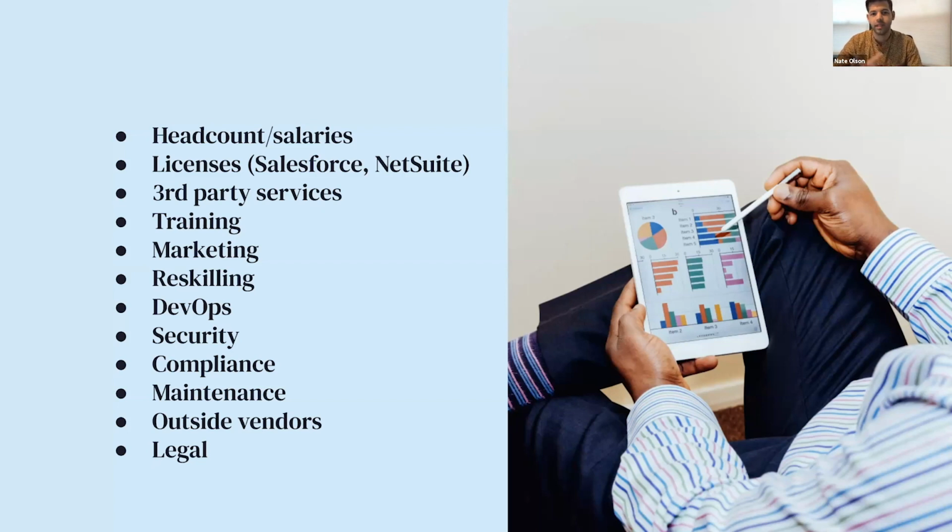For most businesses, this is what we see as being true. Licenses, like I said, companies like Salesforce or NetSuite, or if you have some type of big software license, those are big annual expenses. Third-party services, again, technology, that's something we could talk a lot about, but they power a lot of the software that's built, and a lot of time they are on a pay per use. So as those scale, the costs scale. Training, internal training, marketing, reskilling, DevOps, security, compliance, maintenance, outside vendors, legal, the list goes on. So step one is take a baseline. Where are you at? What are you spending money on just for your business unit to operate?